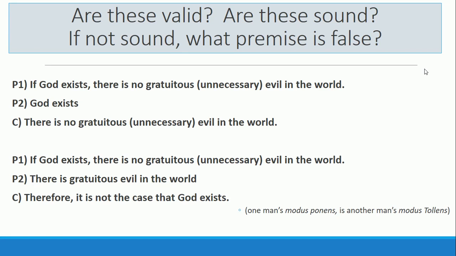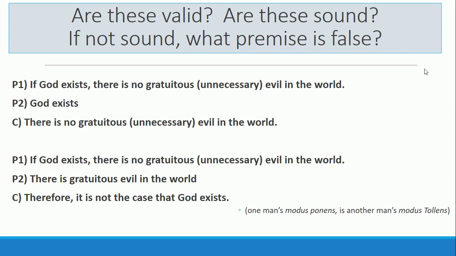All right. Let's look at the second argument. Premise 1. If God exists, then there is no gratuitous, unnecessary evil in the world. Premise 2. There is gratuitous evil in the world. Conclusion, therefore, it is not the case that God exists. Now, if you take philosophy of religion, you're going to see this, and this is a famous phrase. One man's modus ponens is another man's modus tollens. This first argument is modus ponens. The second argument is modus tollens. When we get to chapter 7, these are going to be rules we're going to use in our proofs. So you'll become great friends with modus ponens and modus tollens.